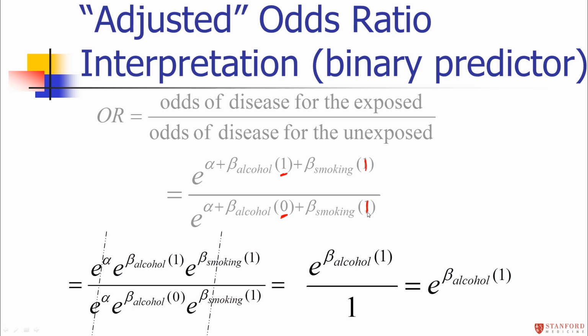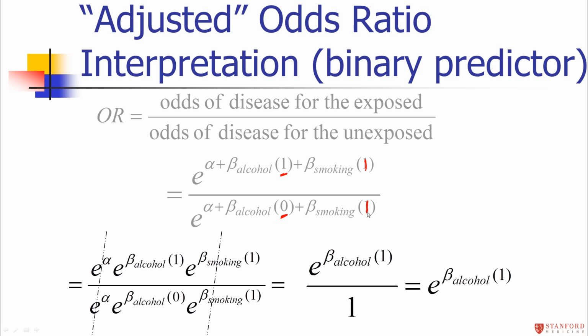E raised to 0 in the denominator is 1. So I can show that the odds ratio for drinking, if I hold smoking fixed, is all I do is take the beta for alcohol and exponentiate it. That gives me the odds ratio for lung cancer for a drinker compared to a non-drinker, and again, where I've held smoking constant. Notice that this will be the odds ratio for drinking if I compare two smokers or if I compare two non-smokers. So I'm assuming that the effect of drinking is the same in smokers and non-smokers.